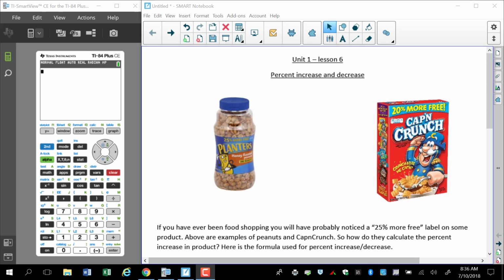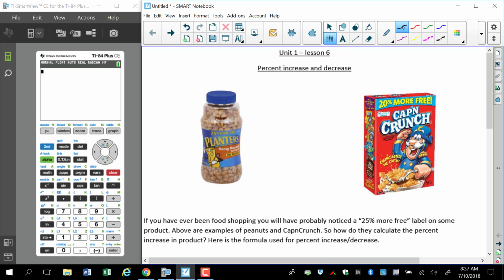Okay, Unit 1, Lesson 6, percent increase and percent decrease, also known as percent change. What we're looking at here is something that you've probably seen in stores, on labels and in advertising. Two examples here that we're going to go through. Planters Peanuts advertise 25% more free. Captain Crunch advertises here 20% more free.